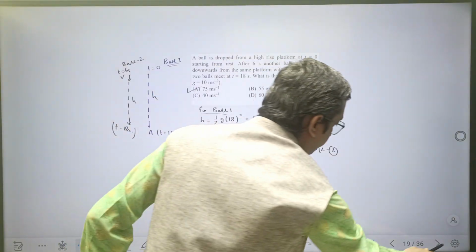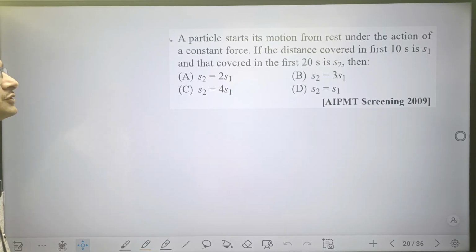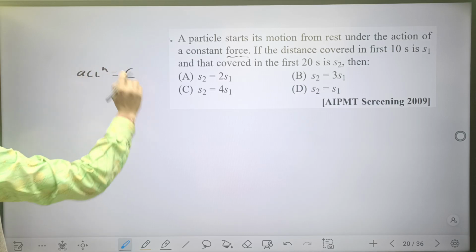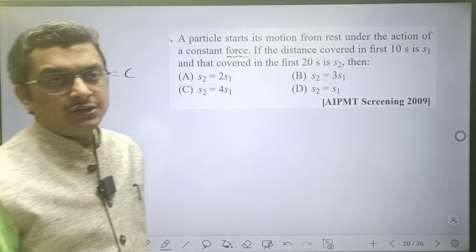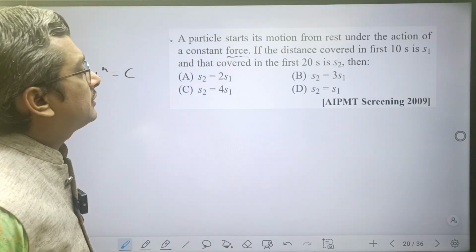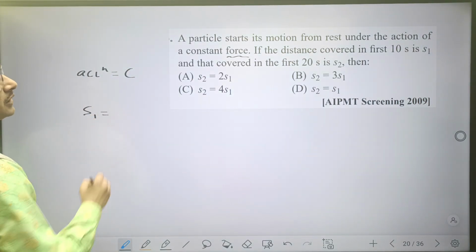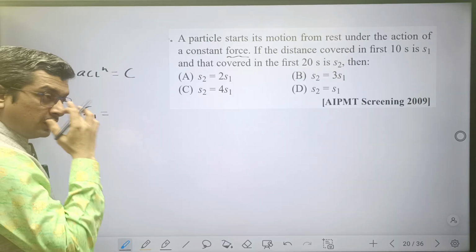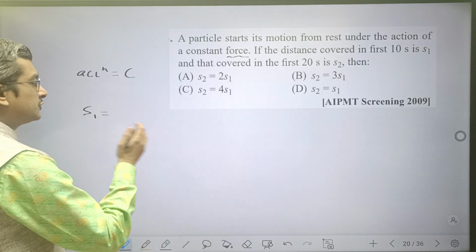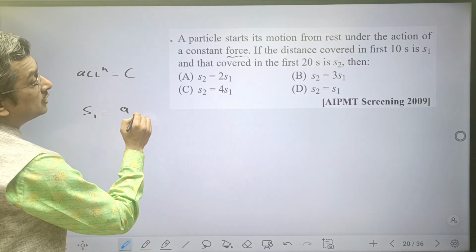This is the answer. Now next, a particle starts its motion from rest under the action of a constant force. Since the force is constant, it means that acceleration is constant. And if acceleration is constant, then you can use the three equations of motion. If the distance covered in first 10 seconds is s1 and that covered in first 20 seconds is s2, then s1 is given by, since the particle starts from rest, initial velocity is 0. So using the second equation of motion, ut plus half at square, u is 0, so no need to write the first term. So this will be a t square by 2.